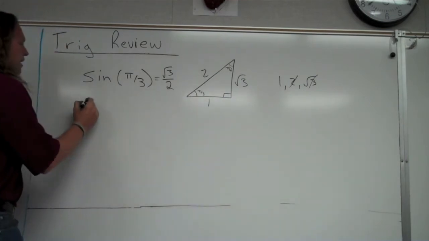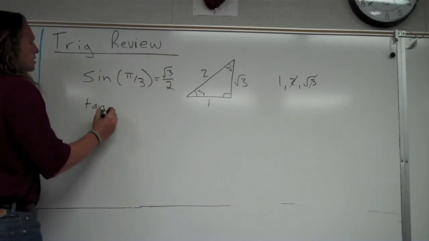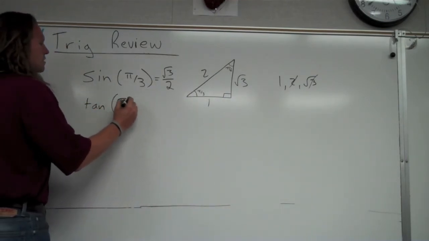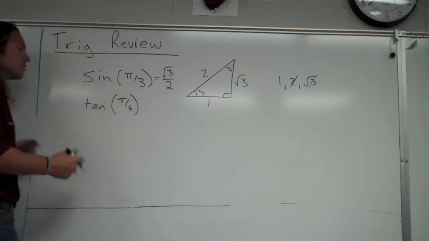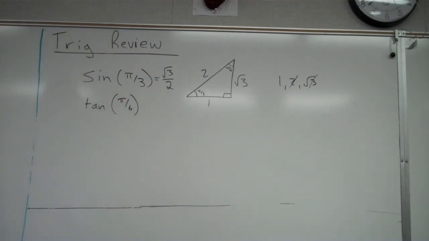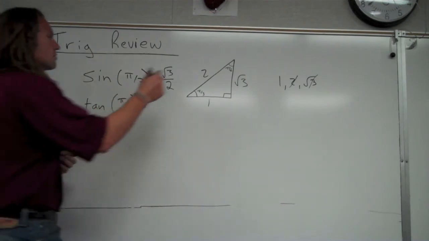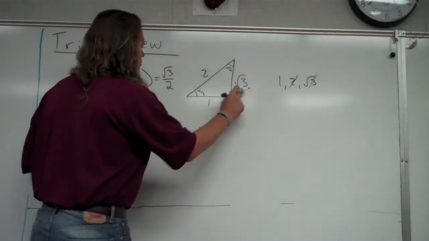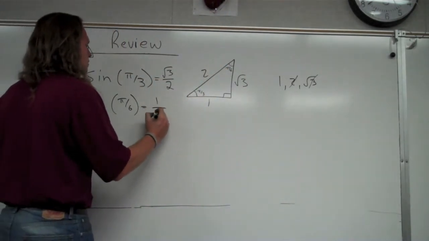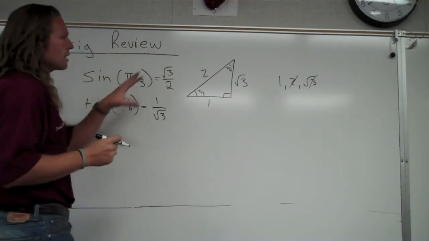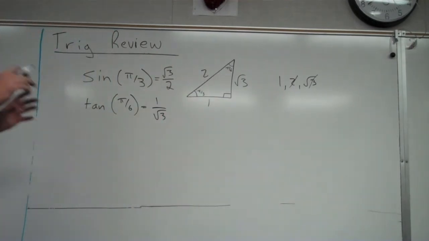And so if I had, like, what is tangent of pi over 6, for instance, I do need to know that tangent is opposite over adjacent. So tangent of pi over 6 would be 1 over square root of 3. Okay? So knowing how to come up with that triangle is super duper important. We have to know that.